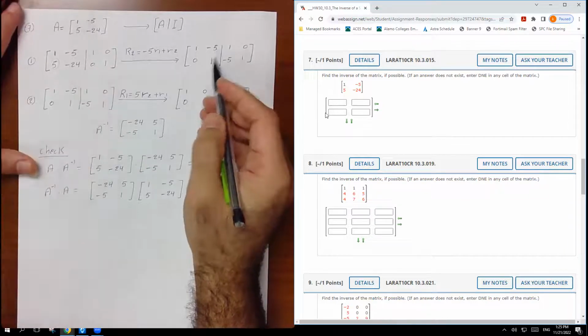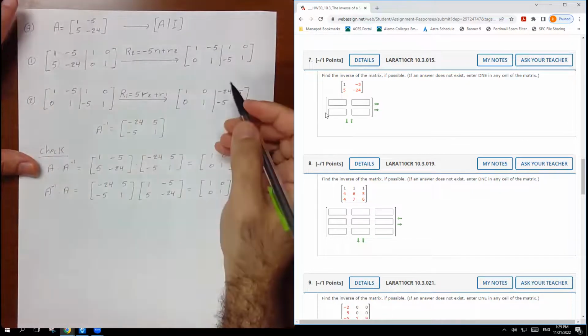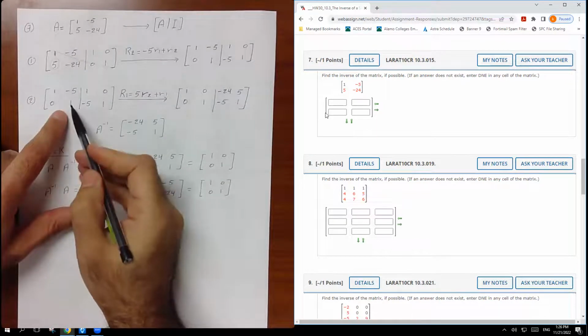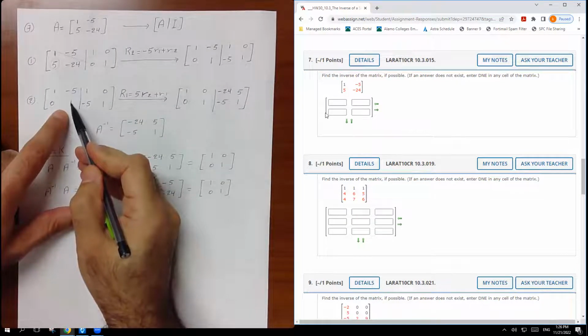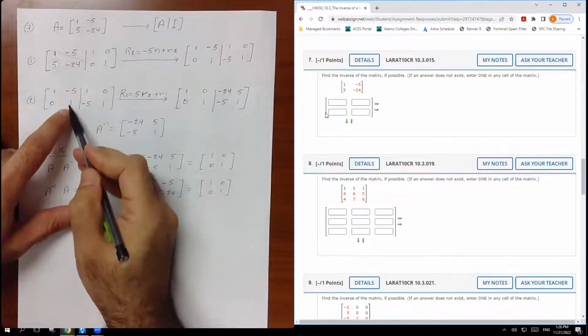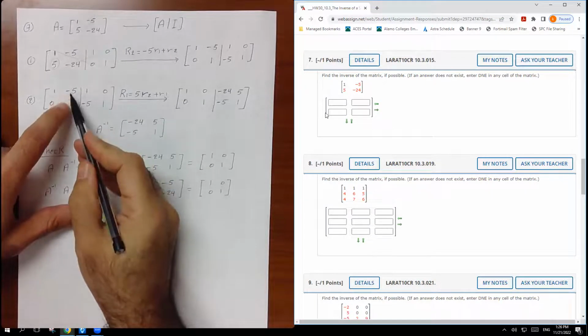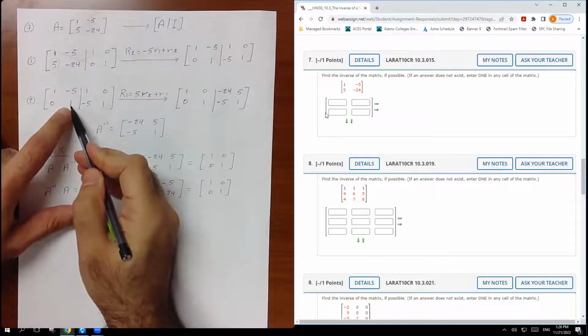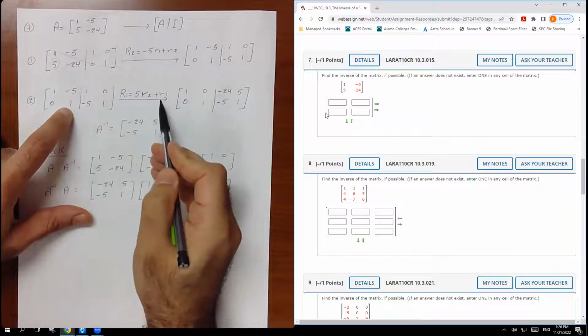So here is the new matrix. I'm not going to look at this one anymore. I'm going to write down the new matrix. If you look at the new matrix, the third step is to convert the number in this location to 1. It's already 1, so I'm going to skip this step. I'm going to go to step 4, convert this number to 0. So I'm going to multiply R2 by 5 and add it to R1.